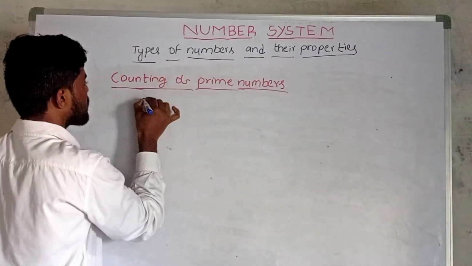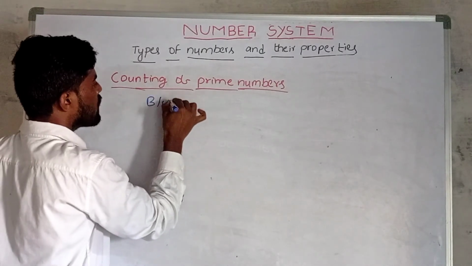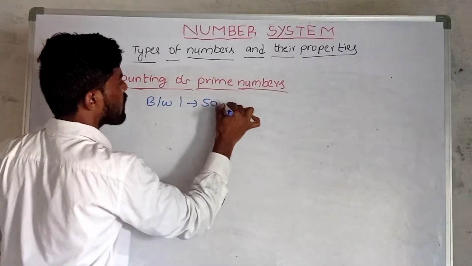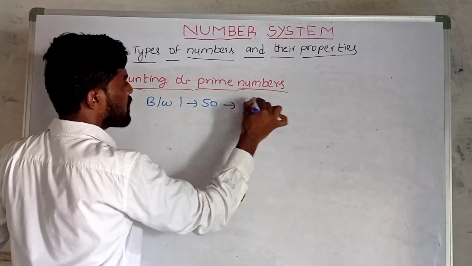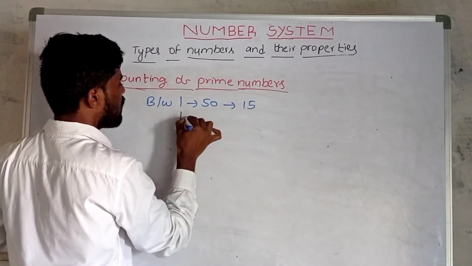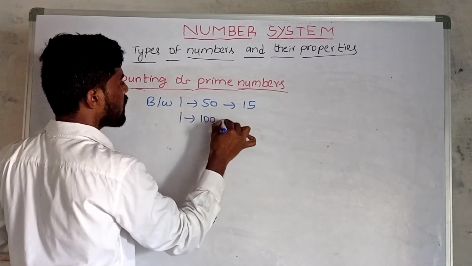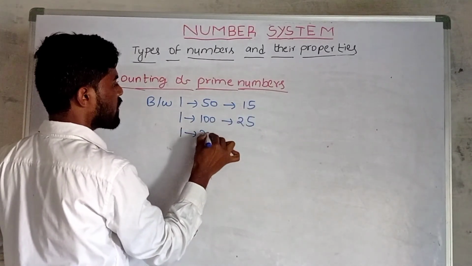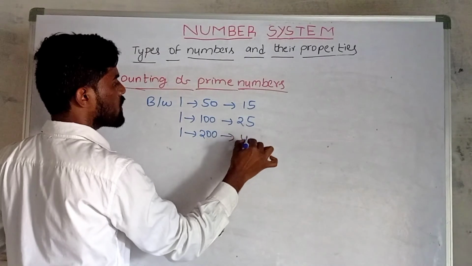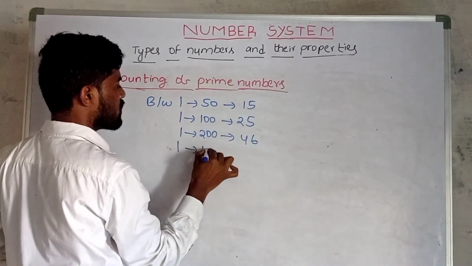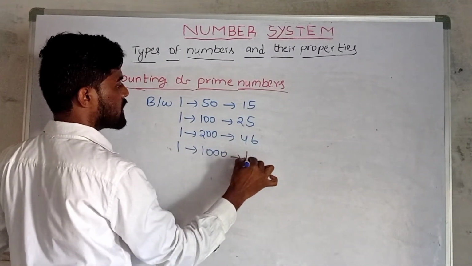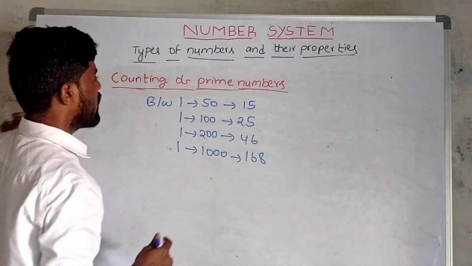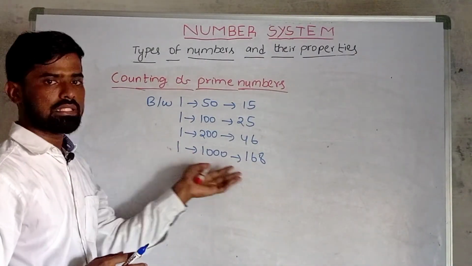Counting of prime numbers. Between 1 to 50 there are 15 primes, 1 to 100, 25 prime numbers, 1 to 200, 46 prime numbers, 1 to 1000, 168 prime numbers. Remember this, it will be useful while solving the problems.